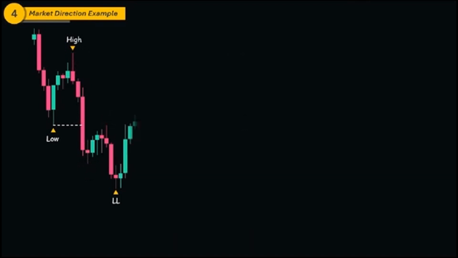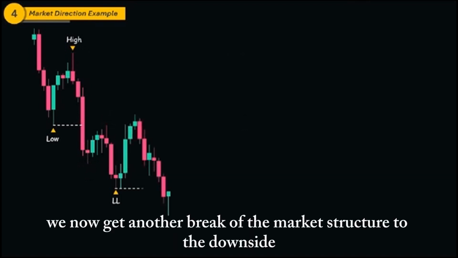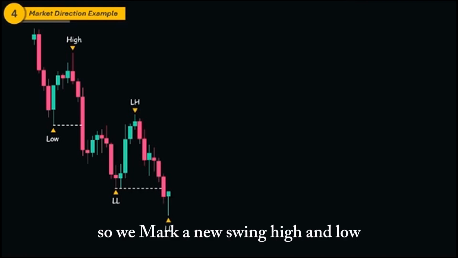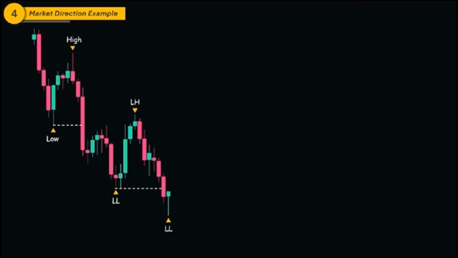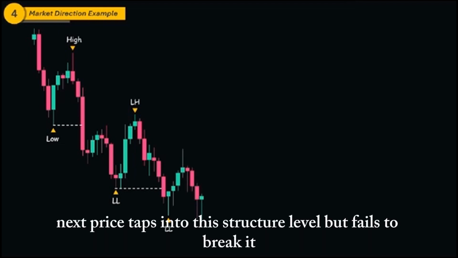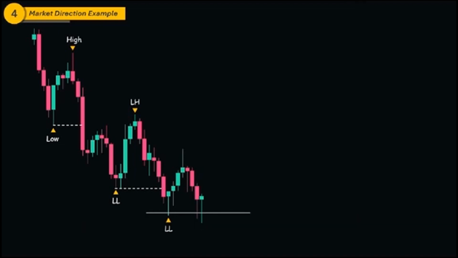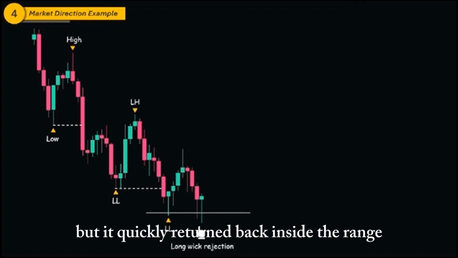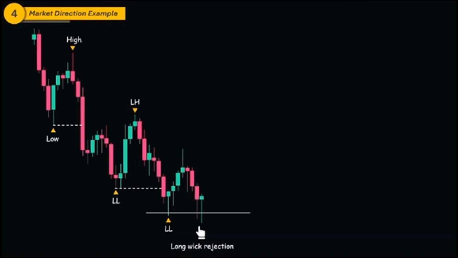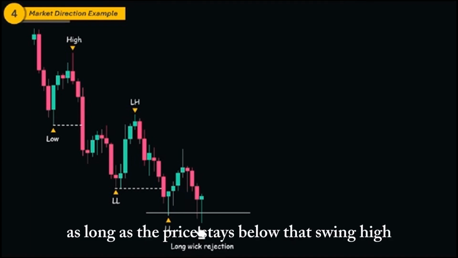Let's keep going. We now get another break of the market structure to the downside. So we mark a new swing high and low. We're still in a downtrend as long as the price stays below this swing high. Next, price taps into this structure level but fails to break it. These long wicks show that sellers pushed the price through the swing low, but it quickly returned back inside the range. This shows some bullish strength. But still, we are in a downtrend as long as the price stays below that swing high.